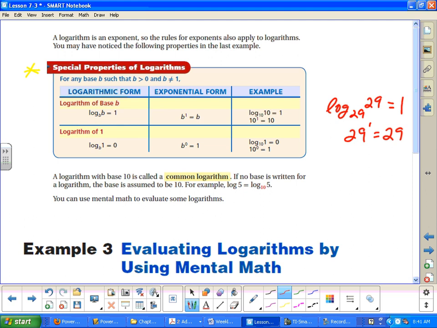So for the logarithm of base b, we have the logarithm of 1. Well, anything to the power of 0 is 1. So if we have the log base b of 1, it's always going to be equal to 0. The log base b of 1 is equal to 0, because b to the power of 0 is equal to 1.